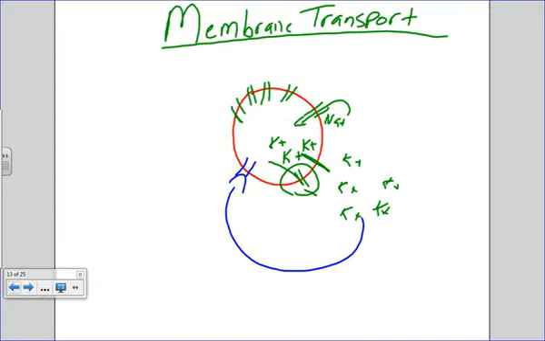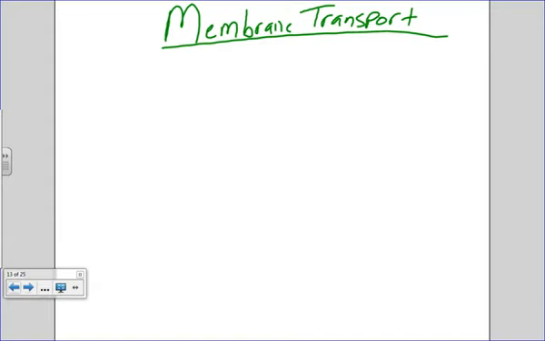Another concept that you need to know when it comes to understanding the transport across the cell membrane is what we call the concentration gradient. Basically, a concentration gradient is a difference in the concentration of a molecule or a solute or a particle, well, let's call them particles, across the cell membrane.